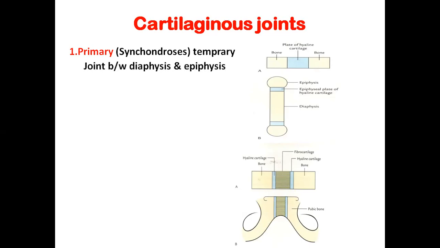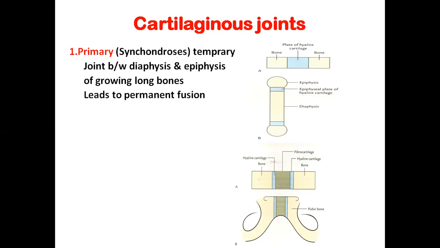This is another type of solid joint. It means that the joints have no cavity, but the bones are united with each other with the help of a cartilage. That is a cartilaginous structure, either fibrocartilage or hyaline cartilage, which are the two types of cartilage. They are present at the ends of the articular surfaces of the bone.